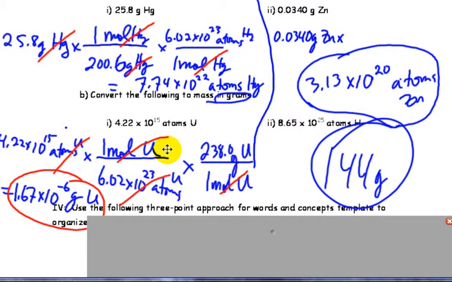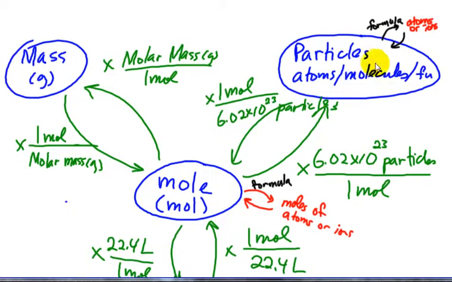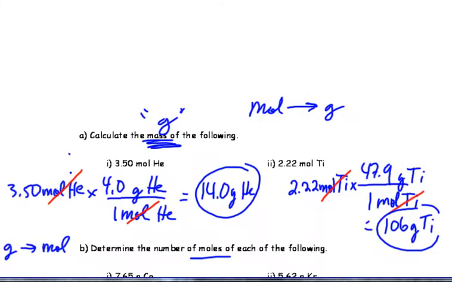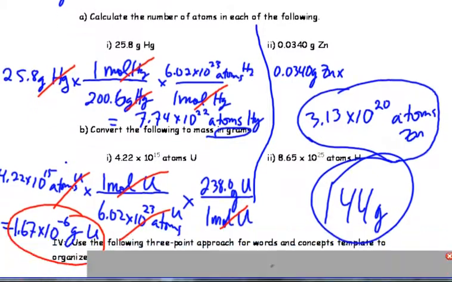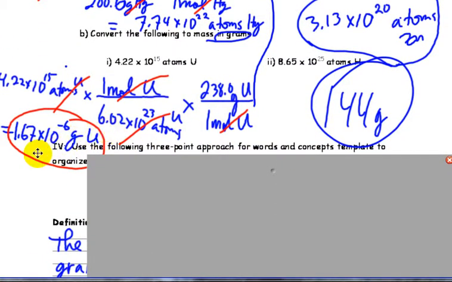Lastly, with this one, it's vice versa this time, from atoms to grams. So, of course, we're starting in the atom section and going into grams. So, multiply by 1 over 6.02 times 10 to the 23, then multiply by the molar mass. As you can see here, we get 1.67 times 10 to the minus 6 grams of uranium. And here I ran out of room, so I just wrote down the final answer. Hopefully you went through it and were able to get it. 144 grams.